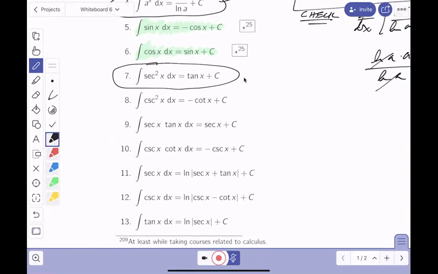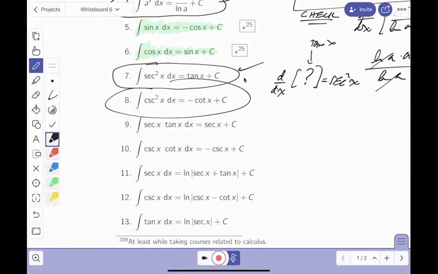I think to myself, what differentiates to secant squared? I'm hoping you have some recollection that what goes here is the tangent of x, all right? Likewise, look at this one over here. What differentiates to the cosecant? And again, we're hoping you have some recollection. What would that be? Well, I know that the derivative of cotangent is minus cosecant squared, so it's going to be minus cotangent. Again, thinking is really important.